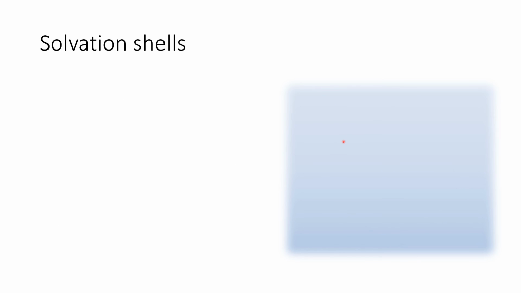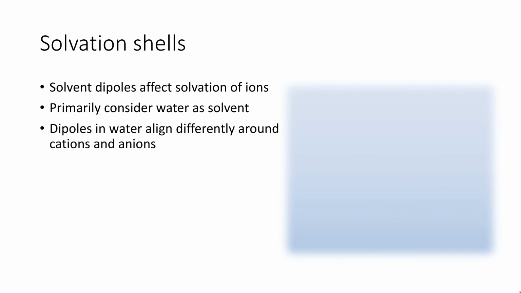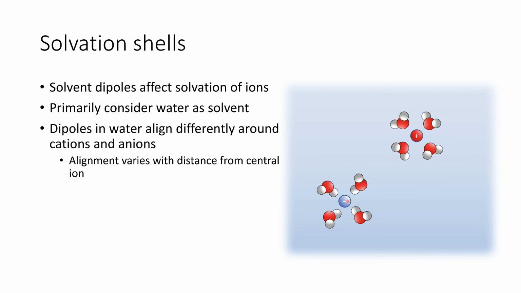Another concept to cover is the idea of solvation shells. So whenever we have an ion in solution, the presence of solvent dipoles affects the solvation of these ions. We normally consider water as a solvent, which is a very highly polar medium, but the dipoles of water align differently around cations and anions. If we take a cation, for example, the delta minus that's present on the oxygen atom in water will preferentially align with the cation, while with an anion, we will tend to see the delta positives aligning with the anion. So we get a slightly different orientation.